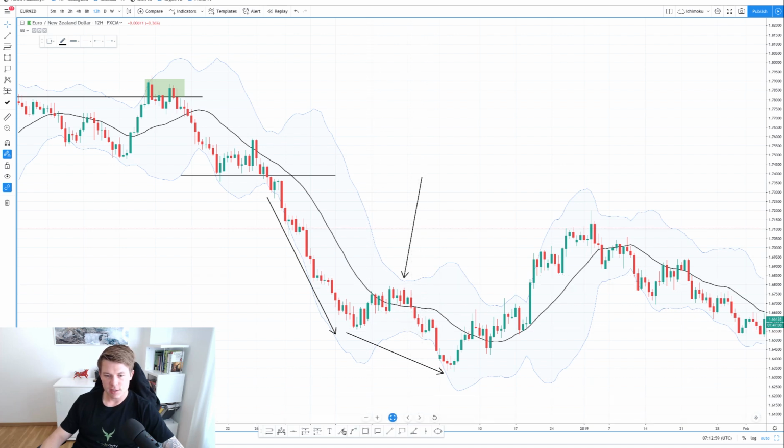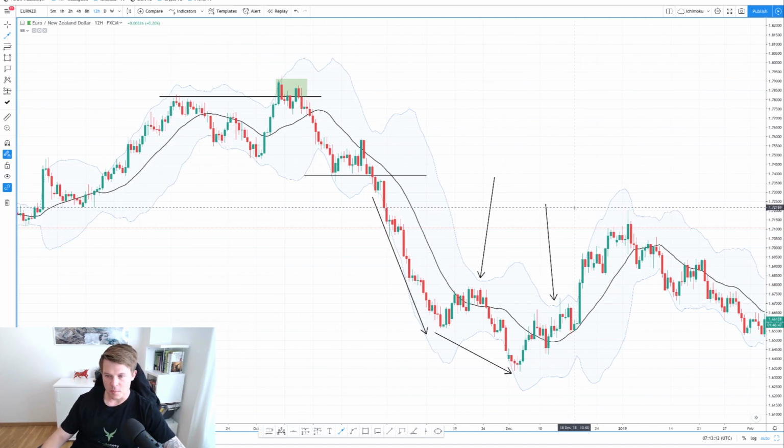And then shortly after we have the divergence. You can see here the market suddenly reaches the outer Bollinger Bands, and then we start a new uptrend. Granted, it's not the strongest uptrend you will ever see in your life, but this is clearly all pointing towards a shift in market structure and how the market moves.